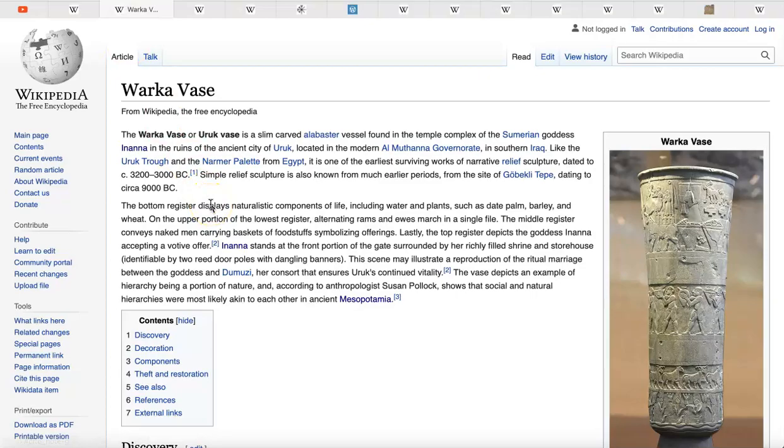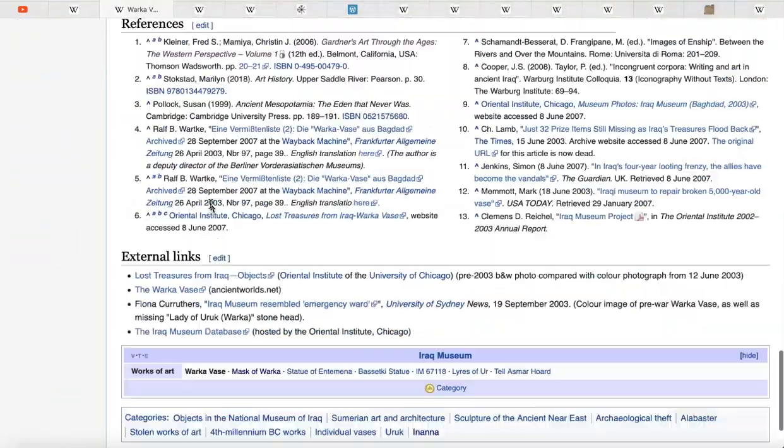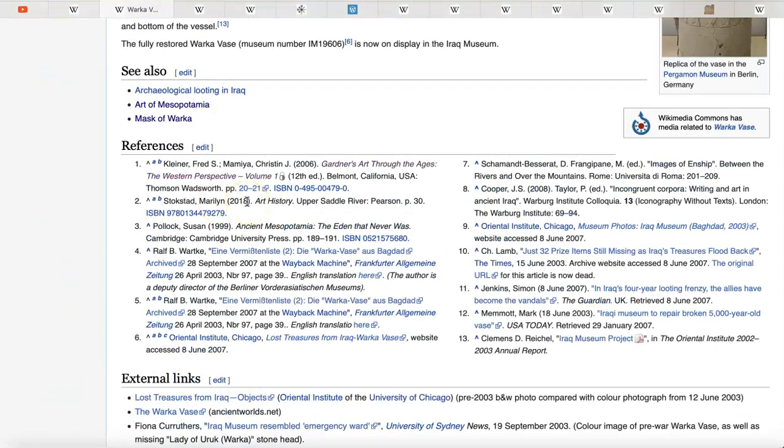Warka Vase. I do have slides from this publication that I'm afraid to use because I don't want to get another copyright strike. I already told you what happened with my first Shining video. Thankfully, YouTube and Warner Brothers reviewed my dispute and decided to lift my copyright strike, and I thank them very much for that. But I don't know how these people would react. Oh my goodness, Fred Kleiner and Kristin J. Mamiya. Gardner's is the standard for art history classes, particularly survey classes, art history 101, 102, maybe even art appreciation.